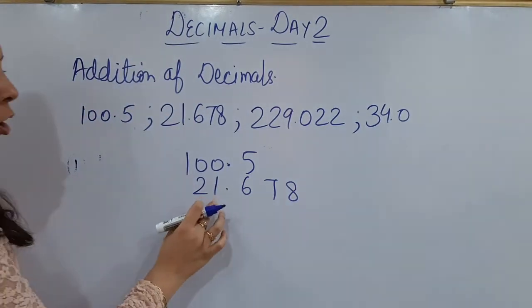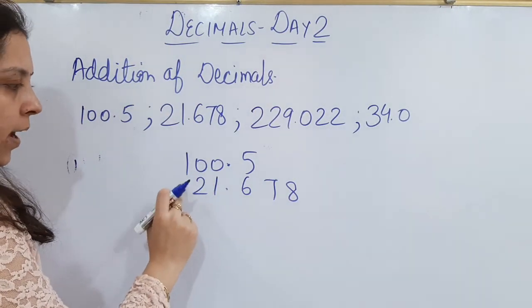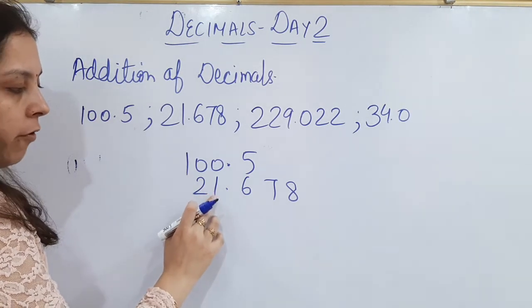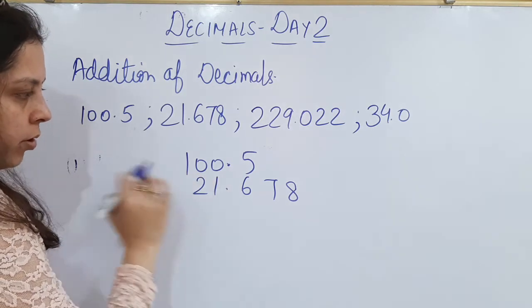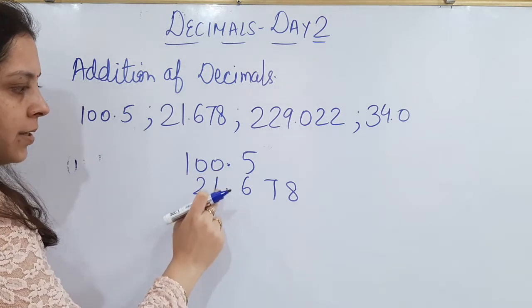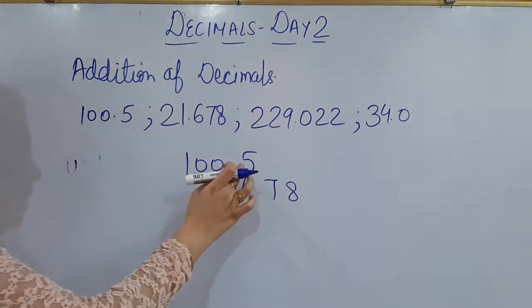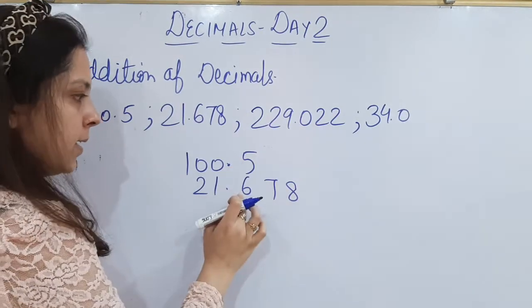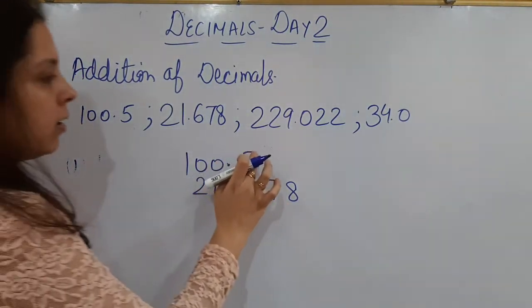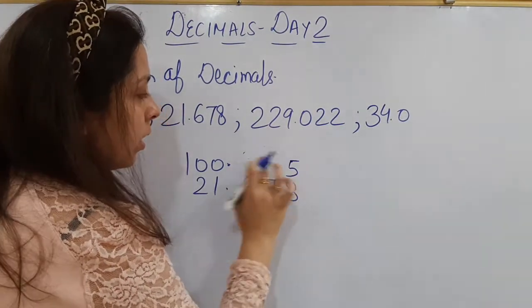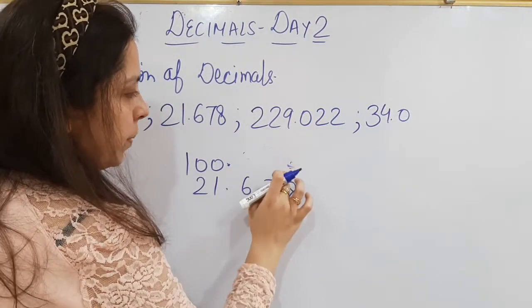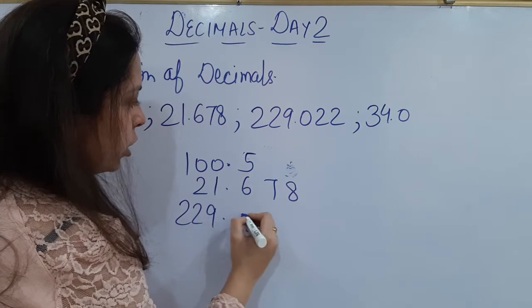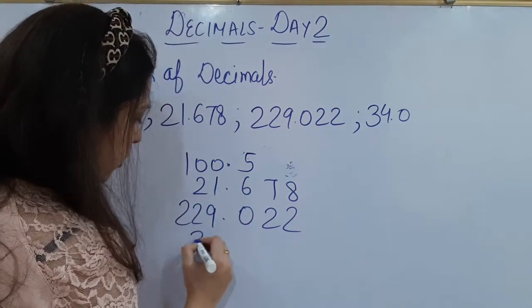21.678. See, like in whole numbers, I will keep this place blank and write 21 here, because it starts from ones, tens, hundreds. In this, 0 is at the ones place, and in this, 1 is at the ones place. In the decimal part, here is 5 and here is 6. Because 5 is at the tenths place, here 6 is at the tenths place. So I can't write 5 here, because 5 is at the tenths place and this is the hundredths place. You should keep this in mind. Otherwise addition is as simple as standard addition.